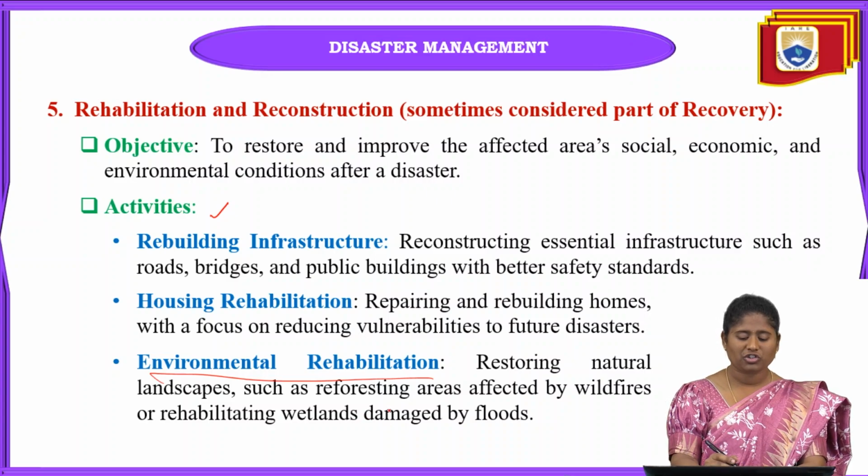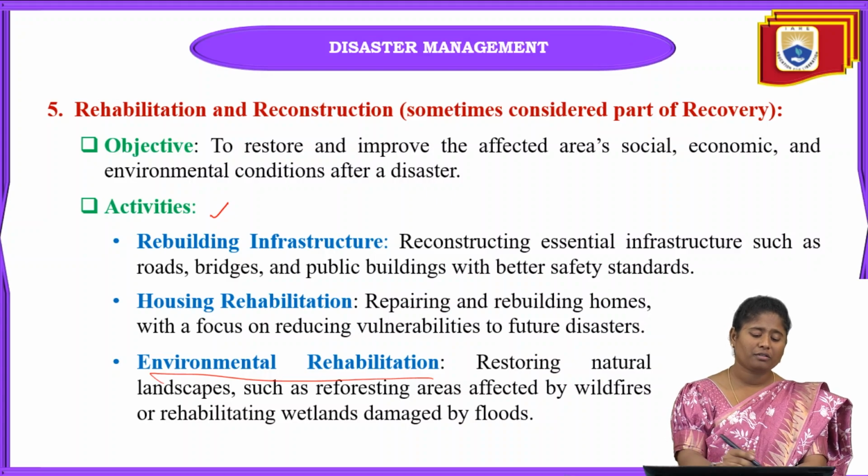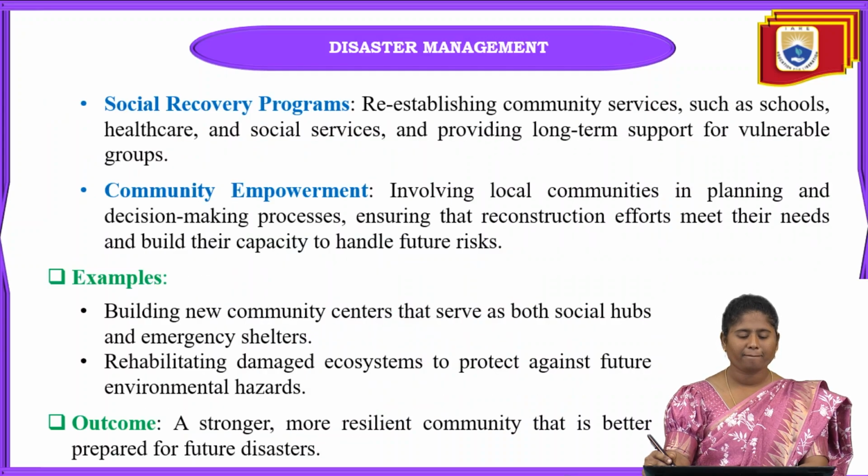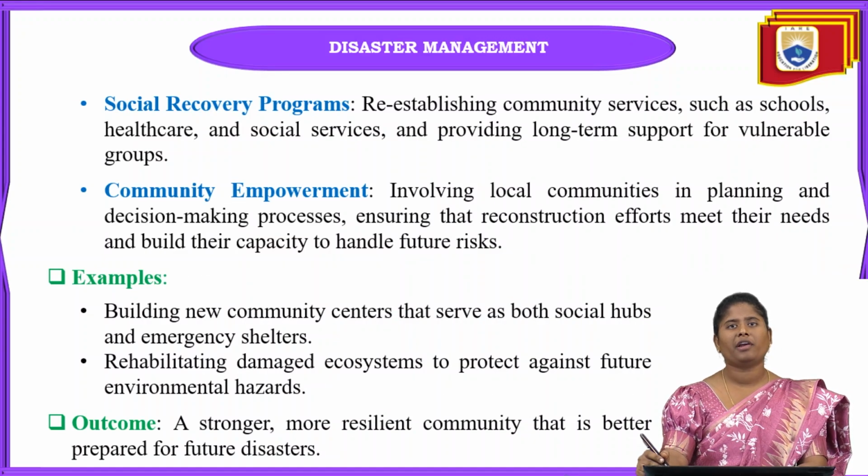So reforesting areas can be affected by wildfires, or rehabilitated wetlands can also be damaged by floods here. Next one is social recovery programs. Here we have to establish community services like schools, colleges, healthcare, and medical health should be provided immediately, and social services. So long-term support should be there for the disaster-prone areas and for vulnerable groups here.